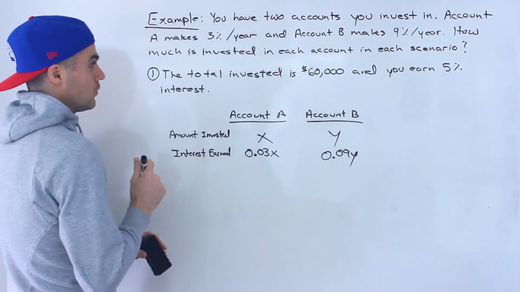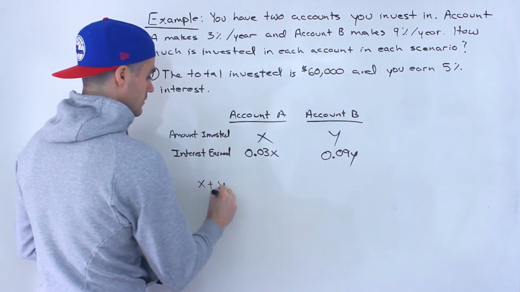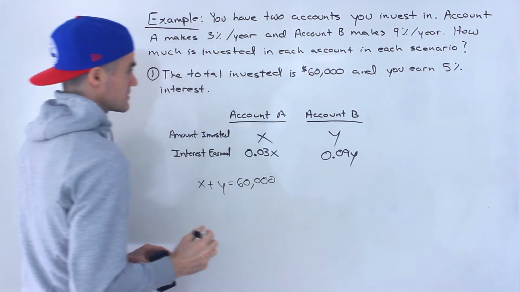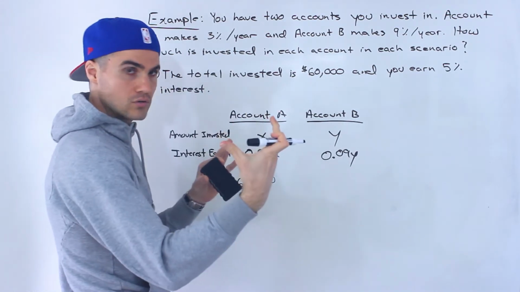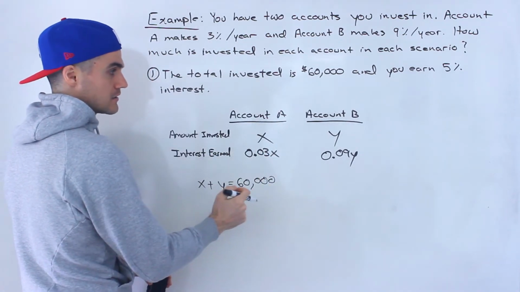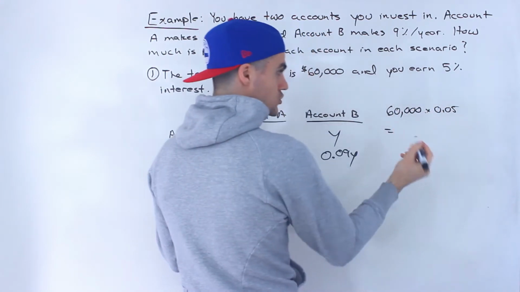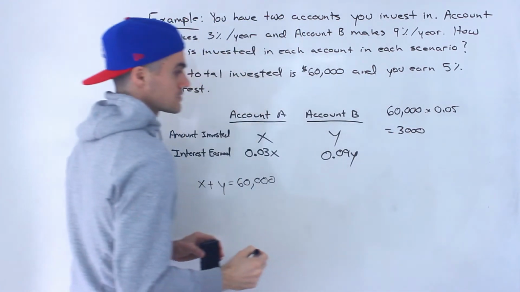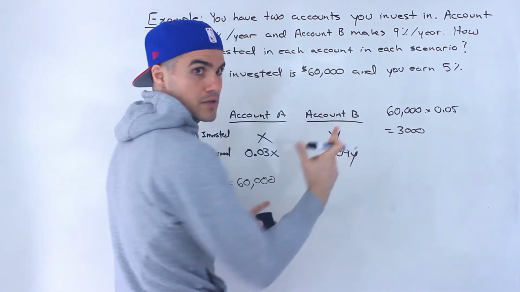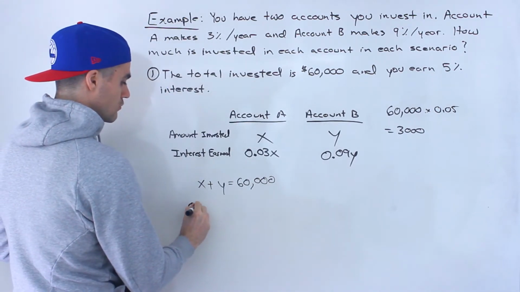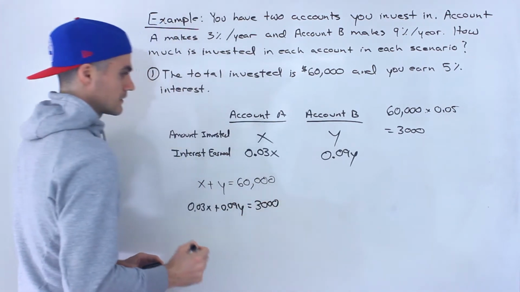So in scenario one, we're told the total invested is $60,000. So that means this plus that, x plus y, has to equal 60,000 like that. And then we're told you earn 5% interest. So what they mean is that in total, you're earning 5% interest on the 60,000. So 60,000 times 0.05 means the total interest that you earn is $3,000. And the interest in account A and the interest in account B are these two expressions, so these two added up have to be 3,000. So we would do 0.03x plus 0.09y is equal to $3,000, like that.